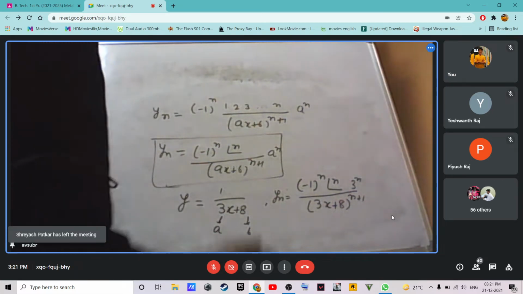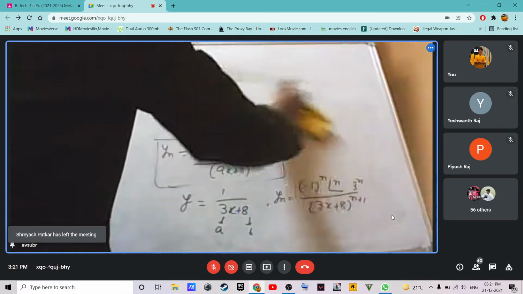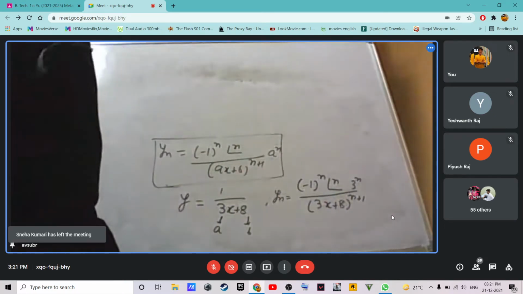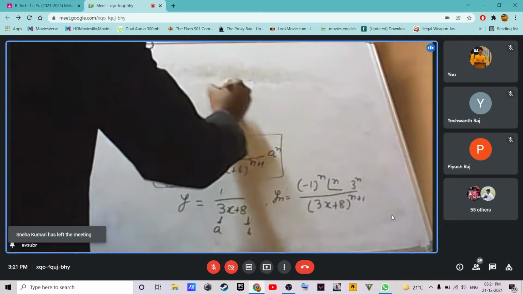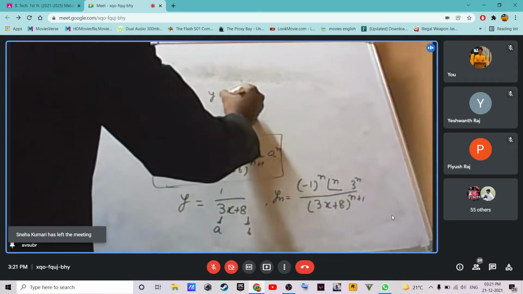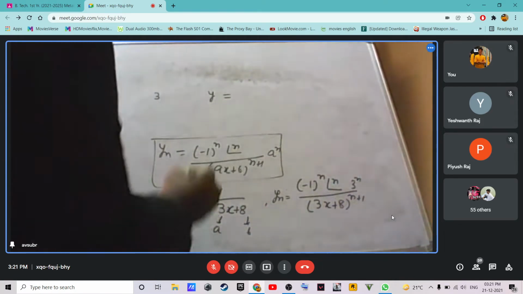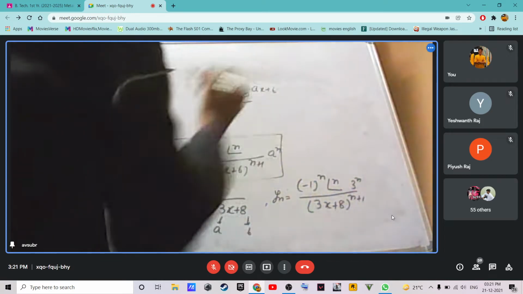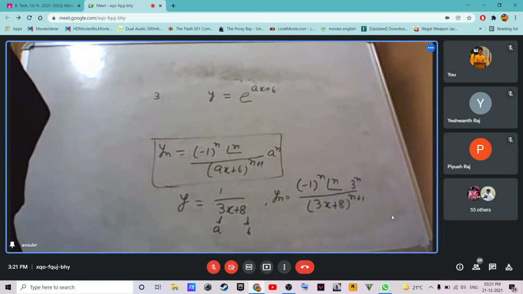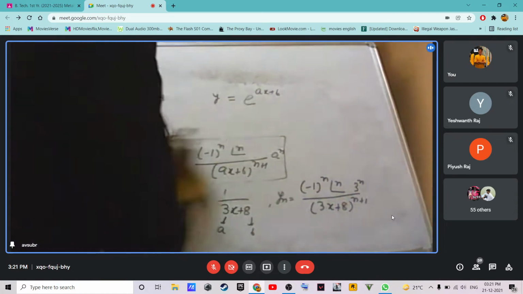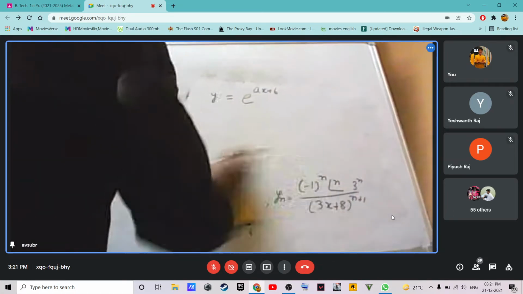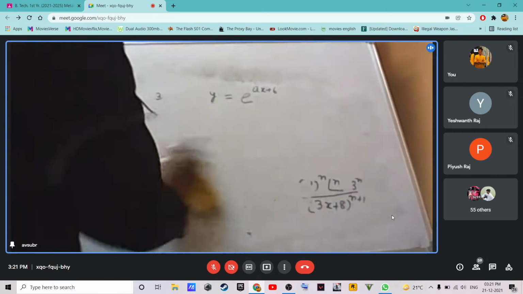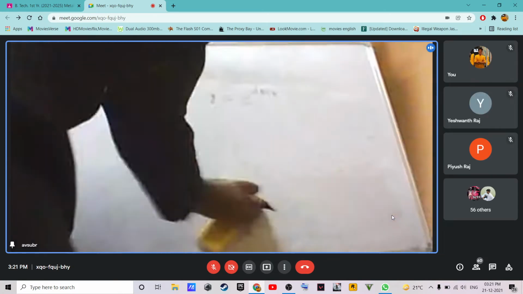Now, next we are going to find the nth derivative of y equal to e to the power ax plus b. Let us find the nth derivative of this.